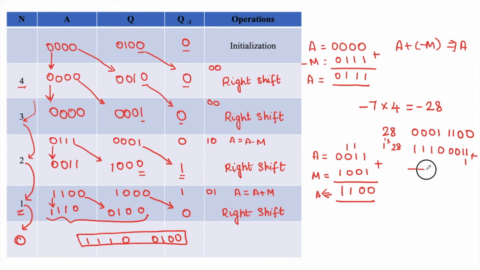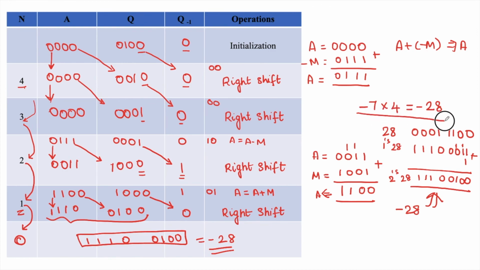Add 1 along with it. So 1 plus 1, 0, carry over 1. Again 1 plus 1, 0, carry over 1, 1, 0, 0, 1, 1, 1. This is nothing but 2's complement of 28. What is 2's complement of 28? Which is nothing but minus 28. This is the value of minus 28, which is 11100100. Do we get that here? 11100100. So this is equivalent to minus 28, which is our expected answer.